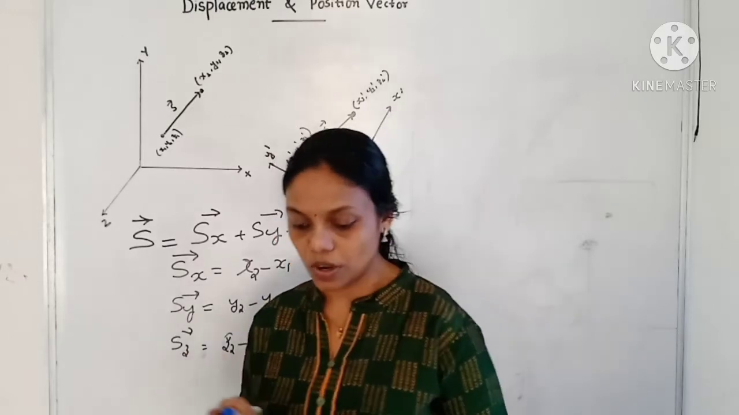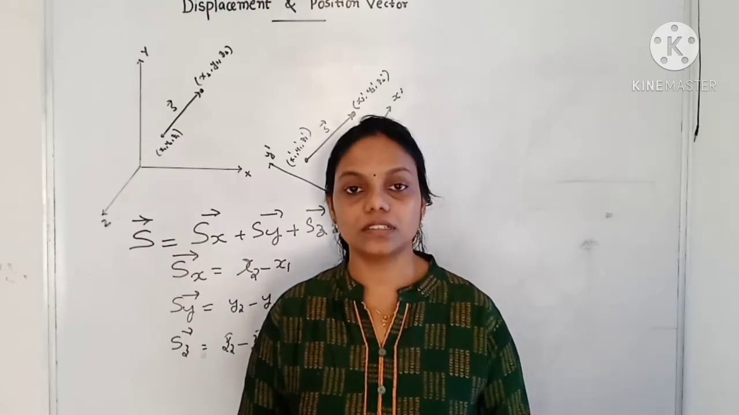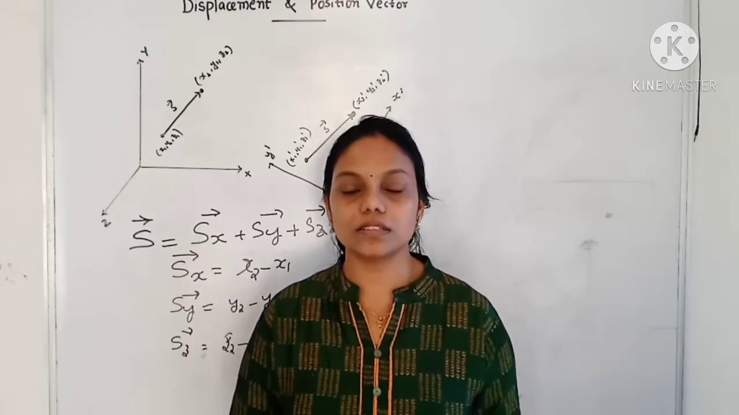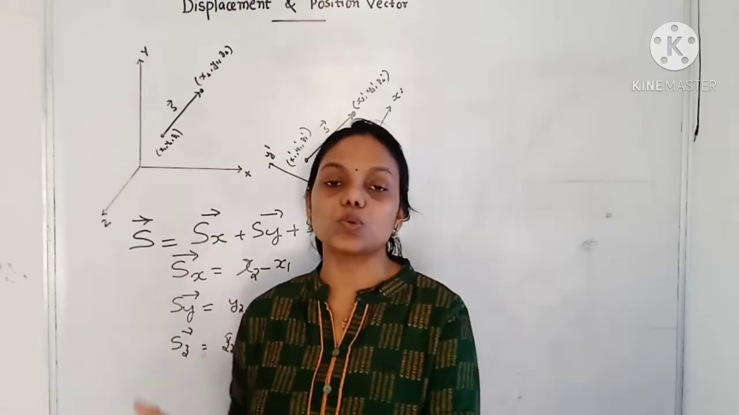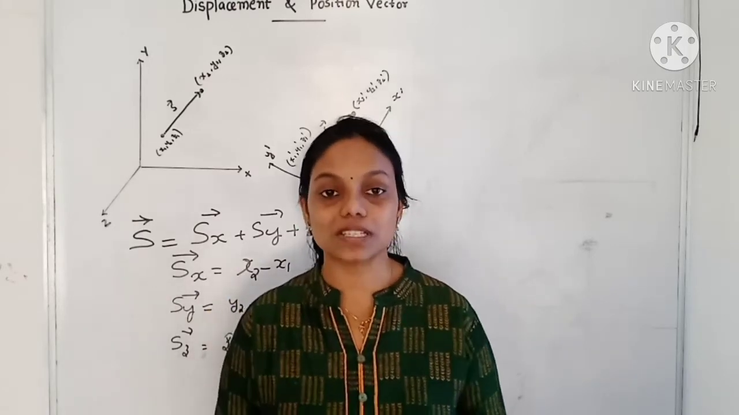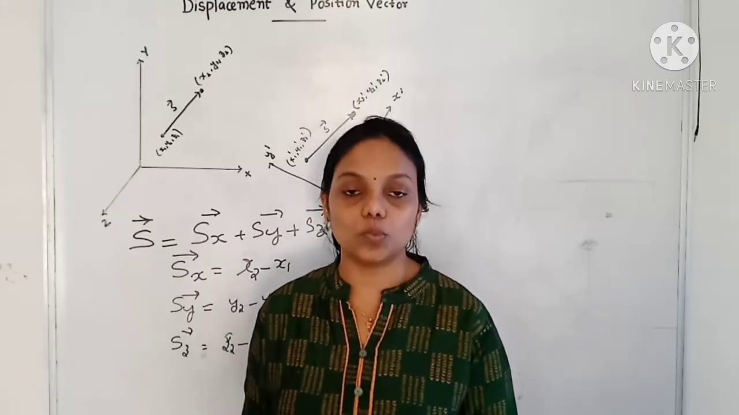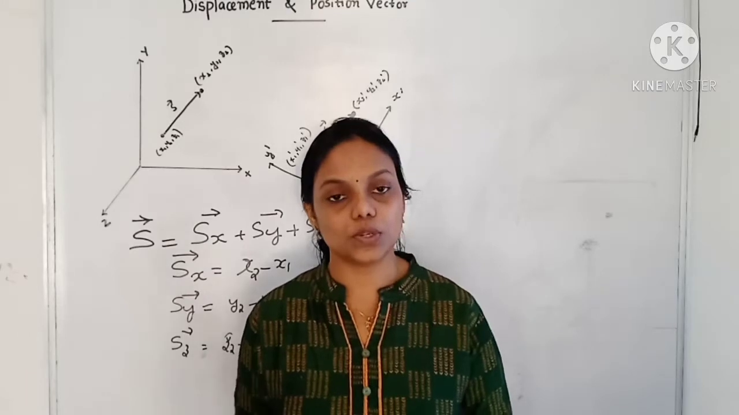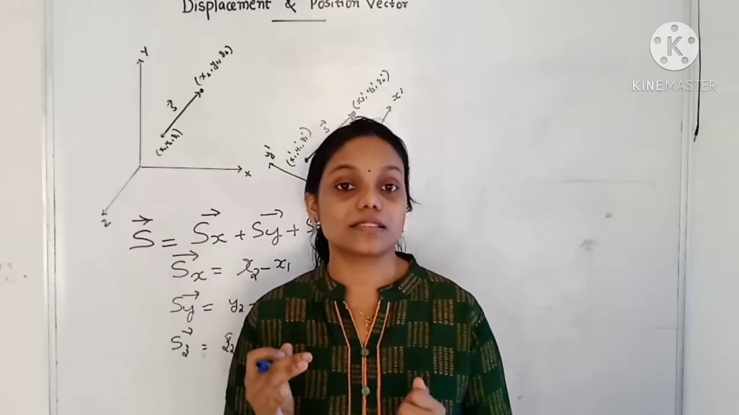So in total, S is a vector, but the points x1, y1, z1 and x2, y2, z2 do not represent a vector. Even if x1, y1, z1 and x2, y2, z2 are not vectors, S is a vector.